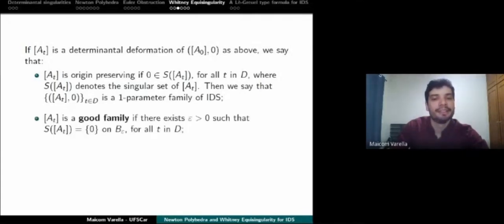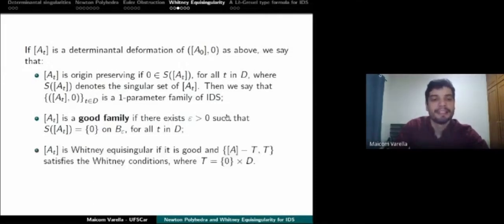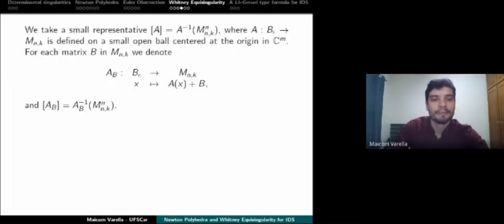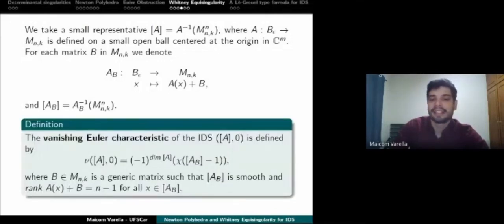A_t is a good family if in a small neighborhood of the origin, the singular set of A_t is equal to the set containing only the origin for all t in D. And A_t is Whitney equisingular if it's good and A minus the origin satisfies the Whitney conditions. Now, we take a small representative A, where A is defined on a small open ball centered at the origin in C^m. And for each matrix B, we denote the map A_B and use this notation. And the vanishing order characteristic of the IDS is defined by this formula.